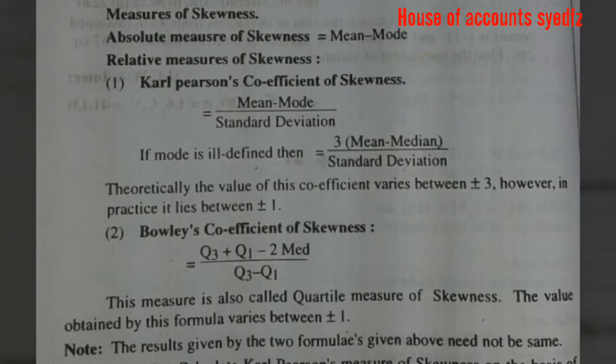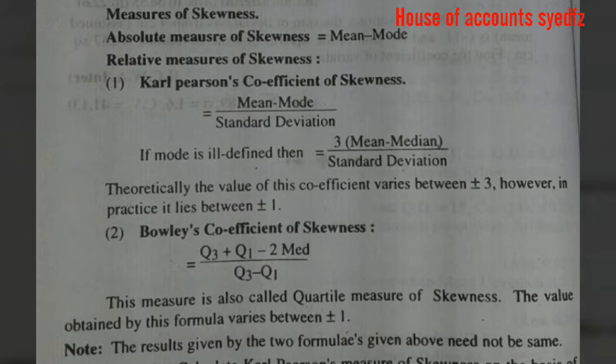Hello friends, in this video we are going to learn the measure of skewness chapter. It's unit number 3. Absolute measure of skewness means mean minus mode, which mostly won't be given. Relative measure of skewness is more important because it's given by two authors.